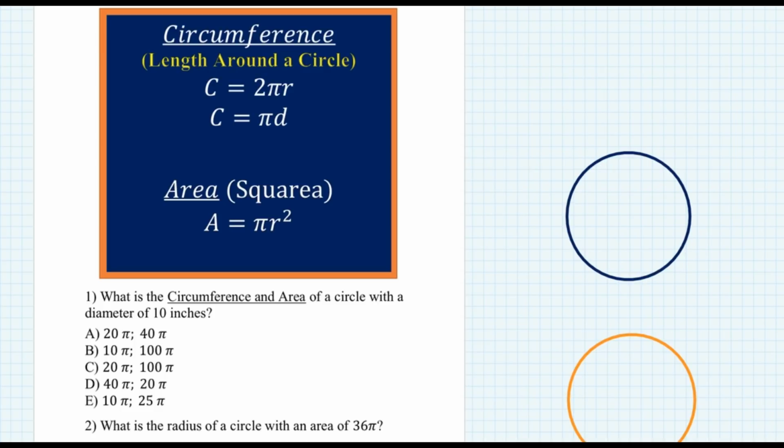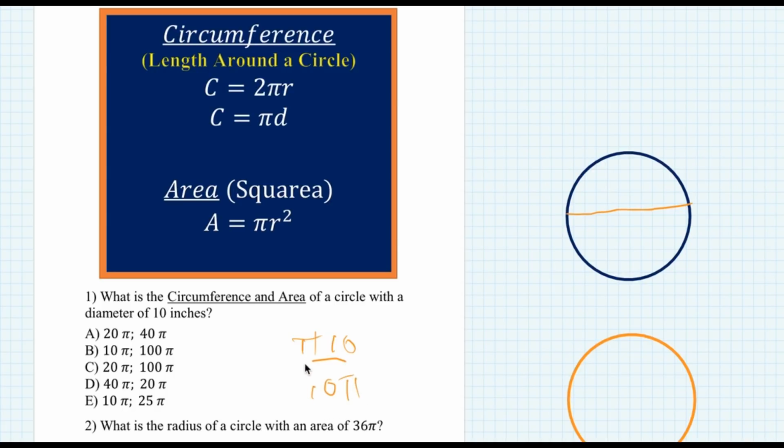Okay, number 1. What is the circumference and area of a circle with a diameter of 10 inches? Let's look at the circle to the right here. If we have a diameter of 10 inches, that's from end to end, and it goes through the middle. That's the diameter of a circle. To find the circumference, we just use this second formula here. Circumference equals pi times the diameter, or pi times 10, which is better known as 10 pi.